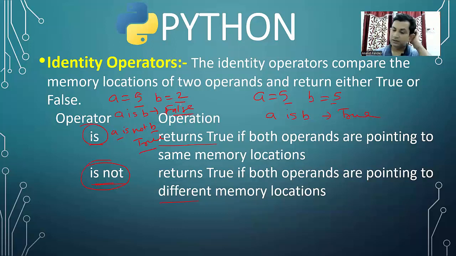Okay, the concept is very simple. If two operands have the same memory location, the is operator will return true, and if they have different memory locations, the is not operator will return true.